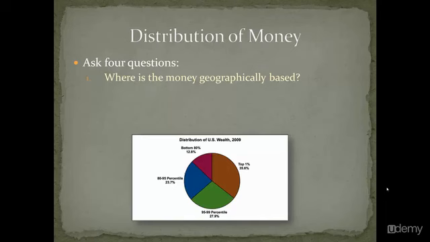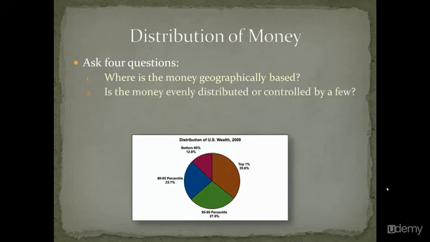So the geographical basis of the money gives you an idea of the overall influence that country has, globally speaking. As the United States is the largest and most powerful economy in the world right now, it has a tremendous amount of influence, and therefore its money is geographically very distributed.